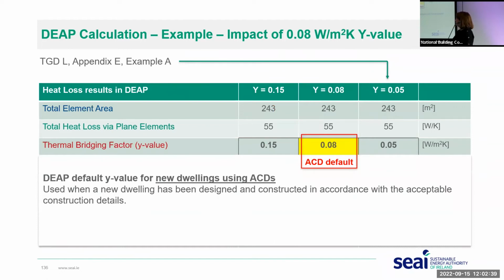The next option in the technical guidance document is the 0.08 Y value. That's the DEAP default Y value for new dwellings using ACDs. It's used when a new dwelling has been designed and constructed in accordance with the acceptable construction details.